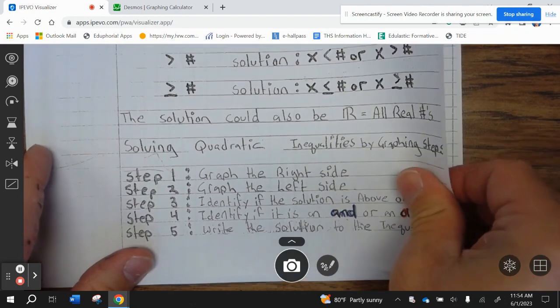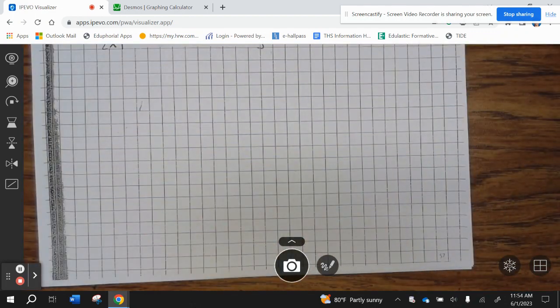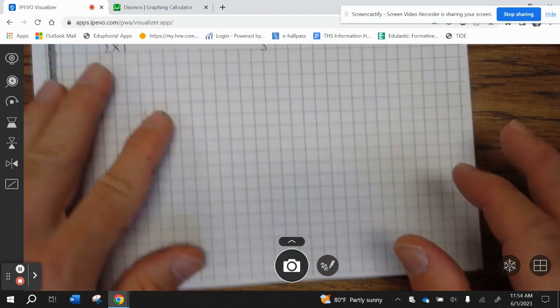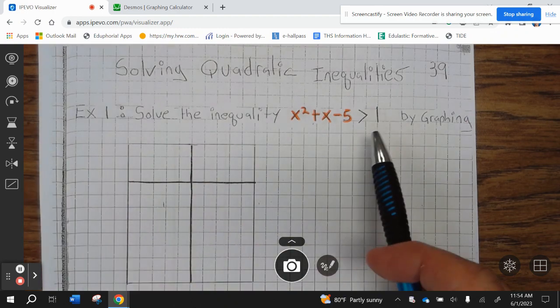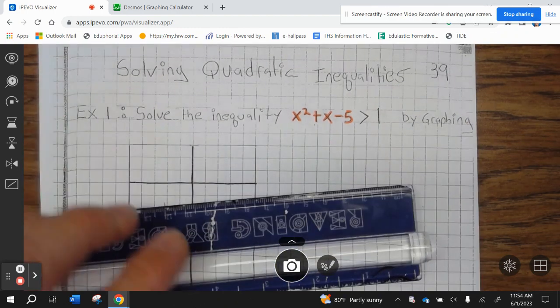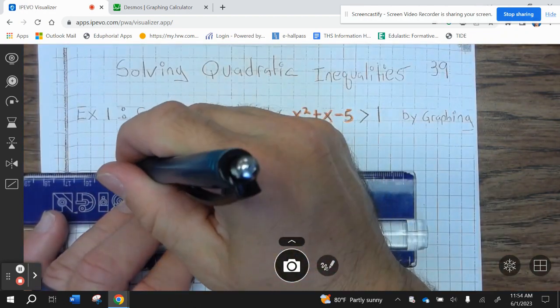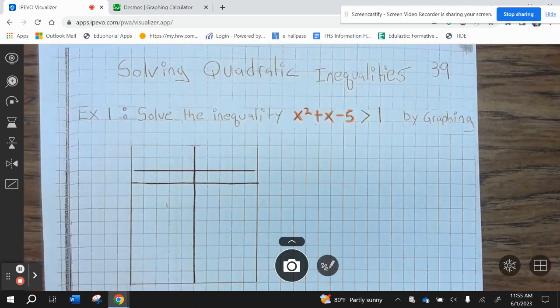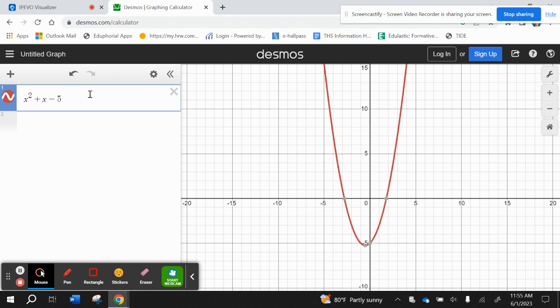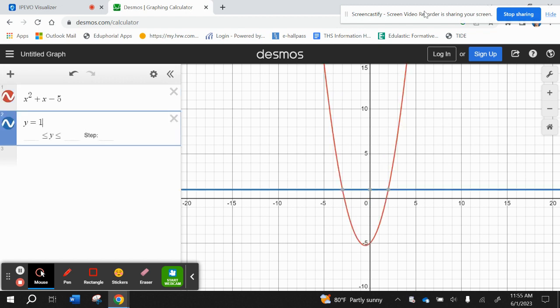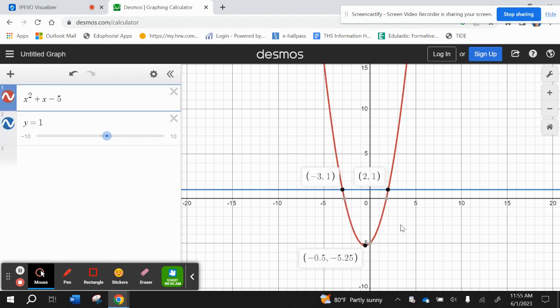All right, let's take a look at the first example. I know the notes say to graph the right side, but let's go ahead and graph the right side first. Let's graph the 1. Now let's go to Desmos and graph x squared plus x minus 5 and y equals 1. For the points of the parabola, let's use the points of intersection and the vertex.